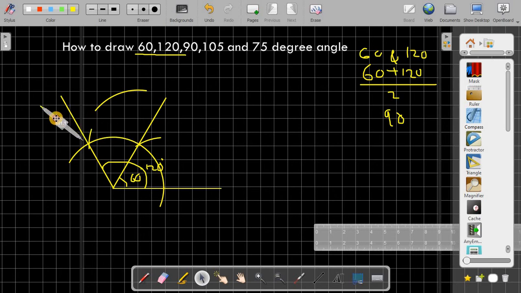Now I am changing its position to the 120-degree angle, and it's time to make the second arc which will cross the previous one. So that's it.